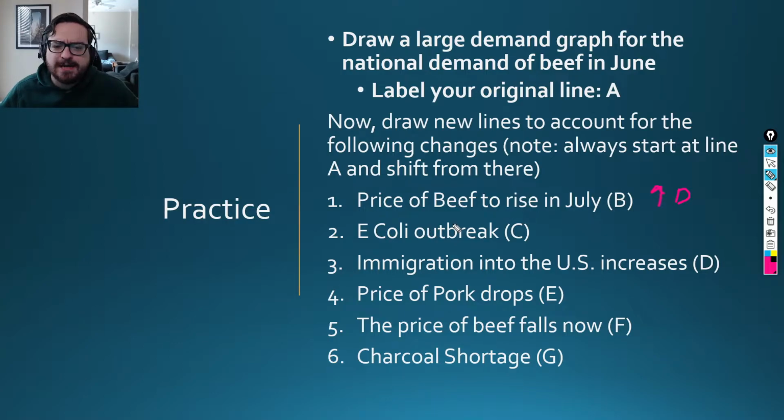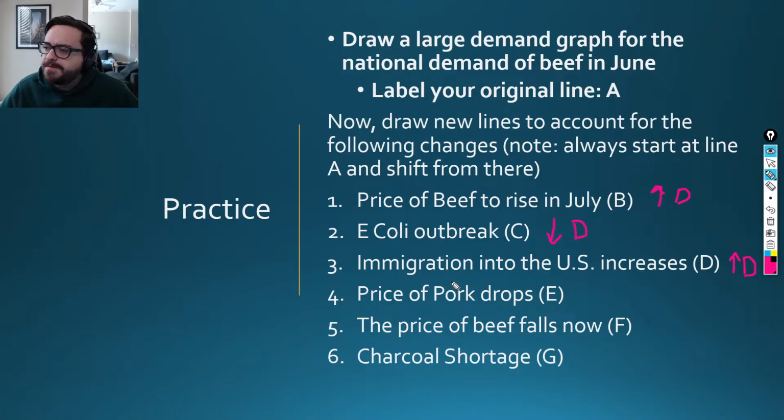2, E. coli outbreak. E. coli is a bacteria that is found in beef a lot of the time. Don't want that. That will decrease demand for beef. I'm not going to want beef as much if that's happening. 3, immigration into the U.S. increases. As long as there are people from a country that eats beef, which is most of them, that should be just fine. If they come from like a vegan colony, then maybe this wouldn't happen, but for the most part, we can assume increased demand for beef there.